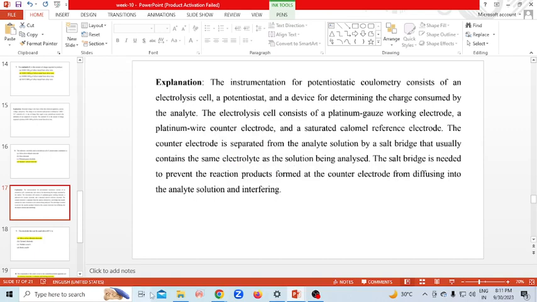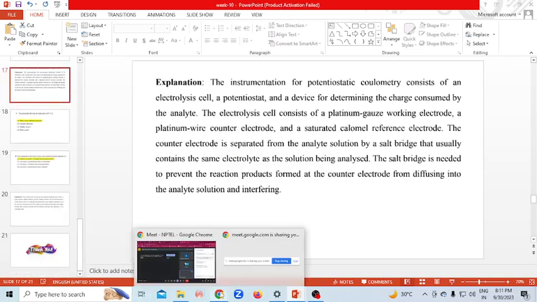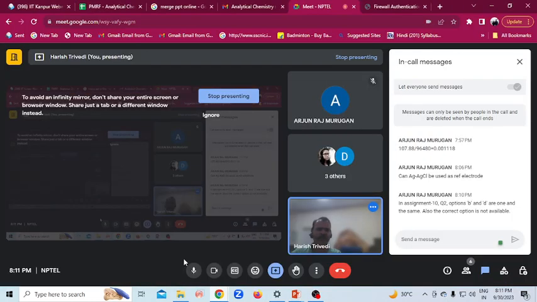If you people have any doubt, you can ask. Otherwise, we will discuss some questions. In assignment 10, question 2, options B and D are one and the same.